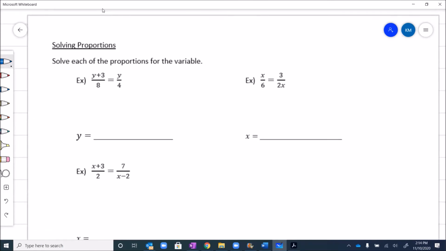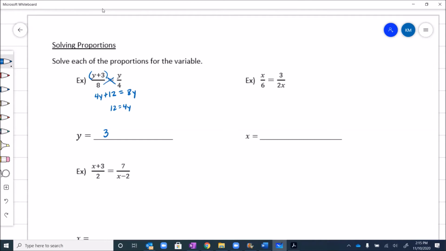All right, it says solve each of the proportions for your variable. So here, as we solve for proportions, we're really going to use cross multiplication here. And so we'll be solving for the value of y. I'm going to cross multiply these two. Okay, remember that when we're cross multiplying, we have an expression here. We want to make sure that we distribute to both terms. So I should have 4y plus 12 equals 8y. Okay, subtracting 4y from both sides, 12 equals 4y, divide by 4, y should equal 3.